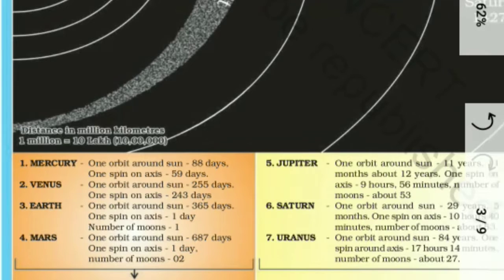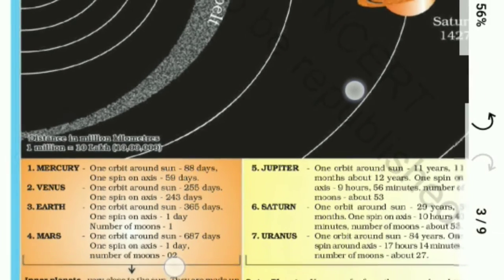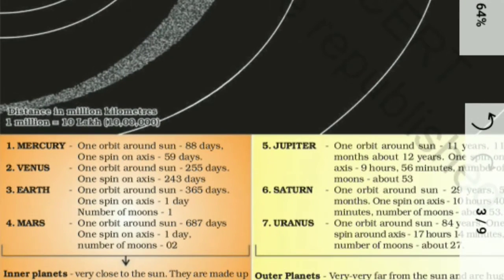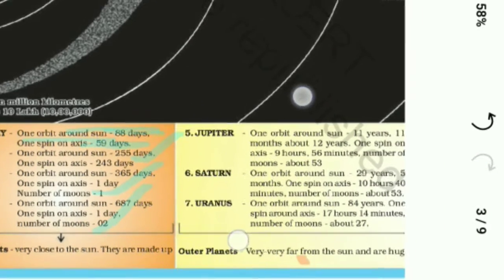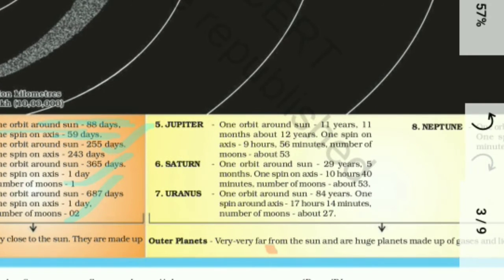Now, while we are in the diagram here, first we will discuss Mercury. It takes 88 days to revolve around the sun, and its spin is 59 days, meaning it rotates on its axis in this many days. After that, Venus, then Earth. We just have to read the data, remember it and calculate with it.